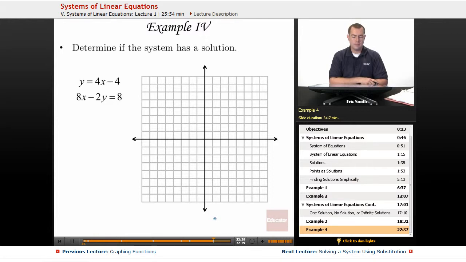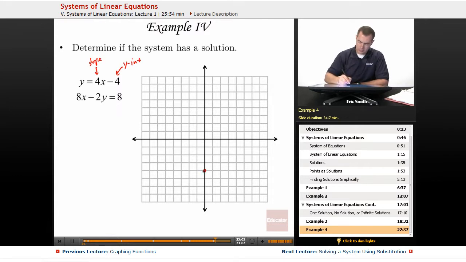All right, let's try one more and see if this one has a solution. This is y equals 4x minus 4, and 8x minus 2y is equal to 8. The first one is written in slope-intercept form, so I will graph it by identifying the y-intercept and its slope.